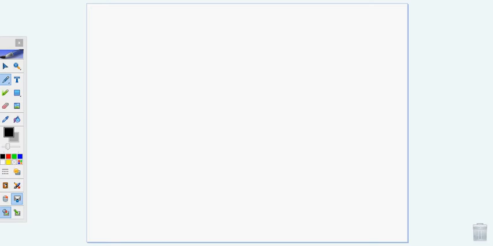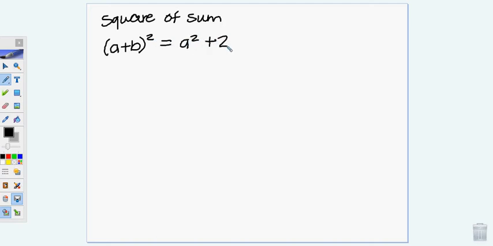When we talked about squares, there were a couple of different kinds. We talked about a square of sums: (a plus b) squared equals a squared plus 2ab plus b squared. That's something that will come in handy if you memorize it. If you don't memorize it, you can always FOIL it, but it's easier to memorize it.